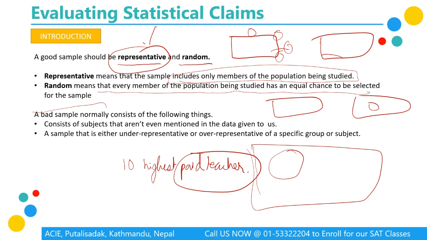A bad sample is also a sample that is either underrepresentative or overrepresentative of a certain group or subject. Say our third point was about taking surveys from 50 different school districts, which means it was over-representative, taking data from too many places, and also it was not choosing the right group to study. So these points have to be kept in mind when you're trying to solve any questions related to this.